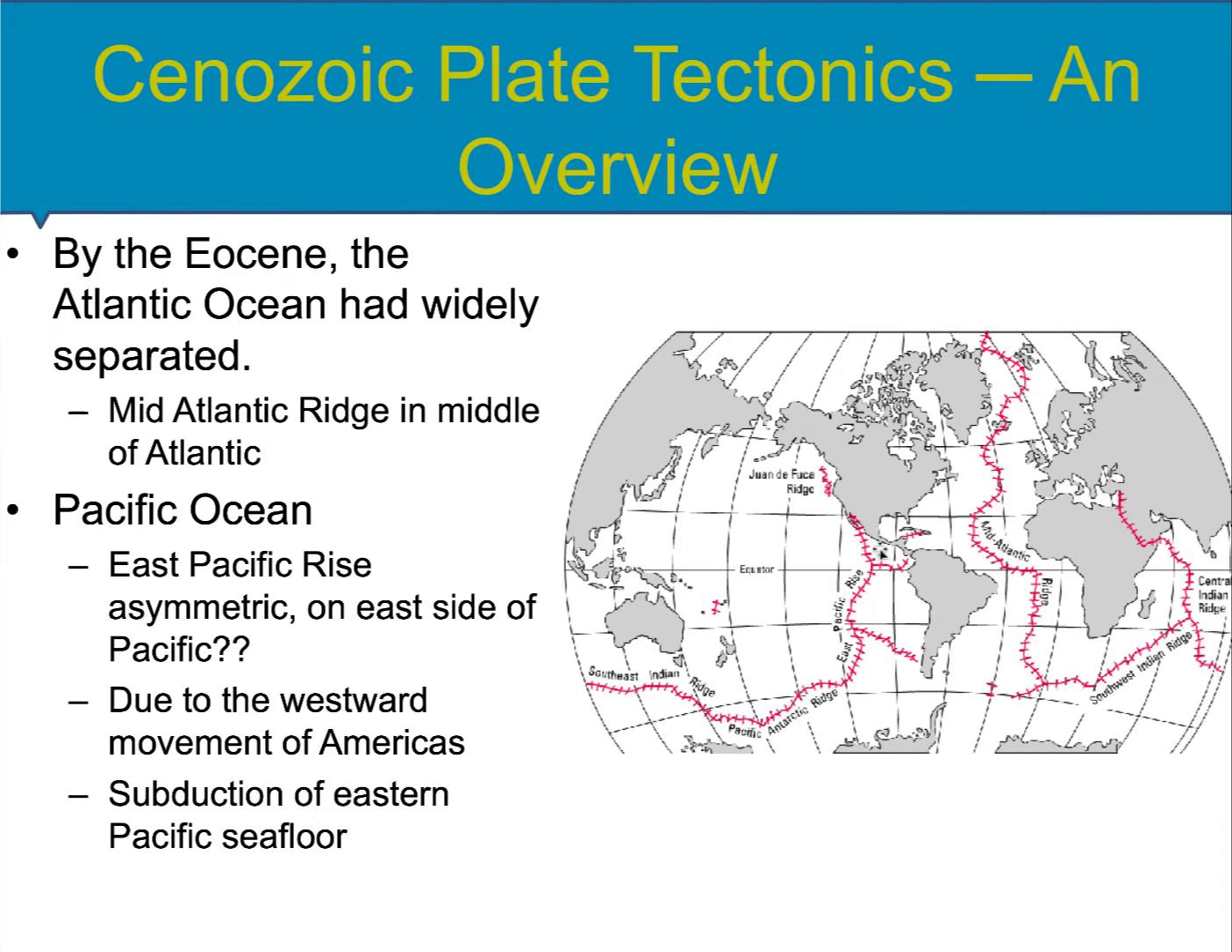In fact, the Cocos plate here and this little Juan de Fuca plate up here off of Northern California, Oregon, and Washington, these are the remains of that once large Farallon plate. And then the other plate that they're talking about here is the Nazca plate. So that one's still here, and the Nazca plate is subducting under South America into the Peru-Chile Trench.